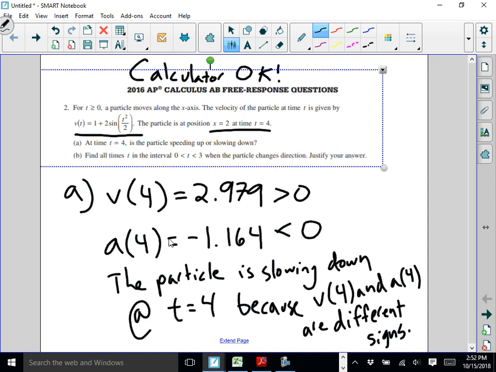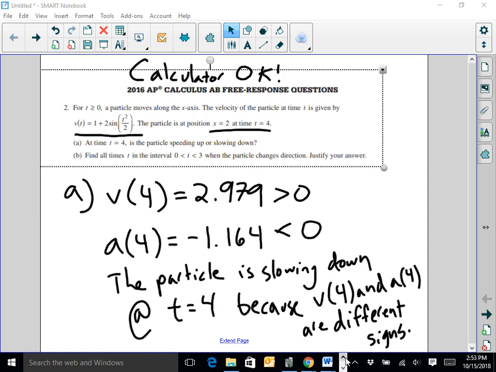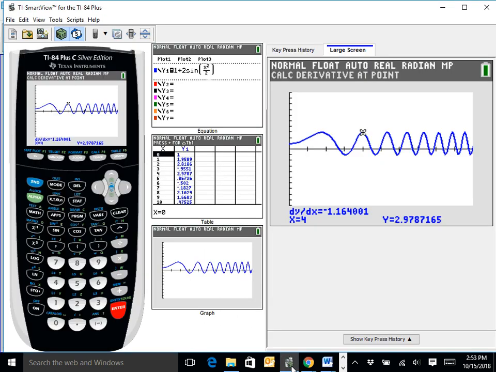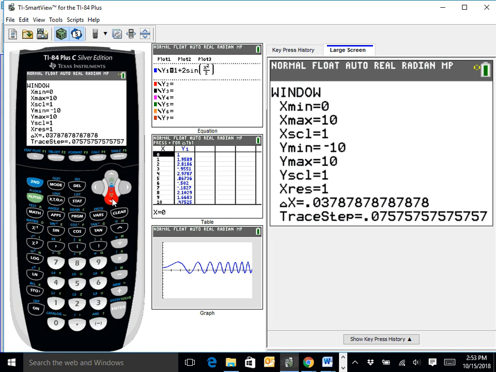Take a look at part B. Part B says, find all the times t in the interval 0 to 3, notice that does not include 0, does not include 3, when the particle changes directions. It also wants us to justify our answer. So I'm going to go back to my graph, and now I'm going to restrict my window to just look between 0 and 3. Let me go back to my window, and I'm going to restrict my t, or in this case x, between 0 and 3.